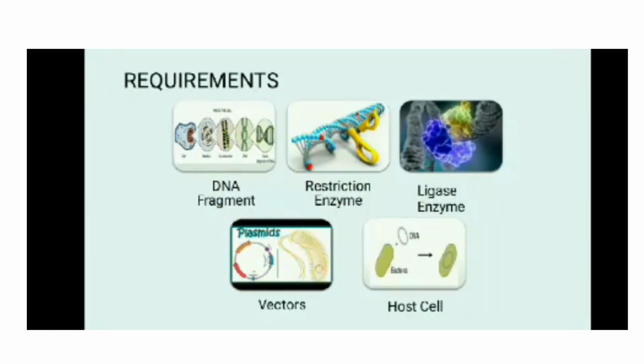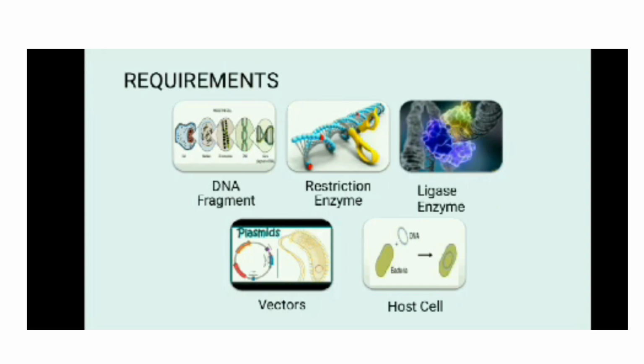Then requirements: DNA fragment which contains the desired gene. Restriction enzyme. It is used to cut the DNA fragment. It is also known as molecular scissors. Ligase enzyme which helps to join the ends of DNA strands. So it is also known as genetic glue. Then vectors. Vectors are carriers to carry the desired gene, and host cells. It is used to replicate the gene.